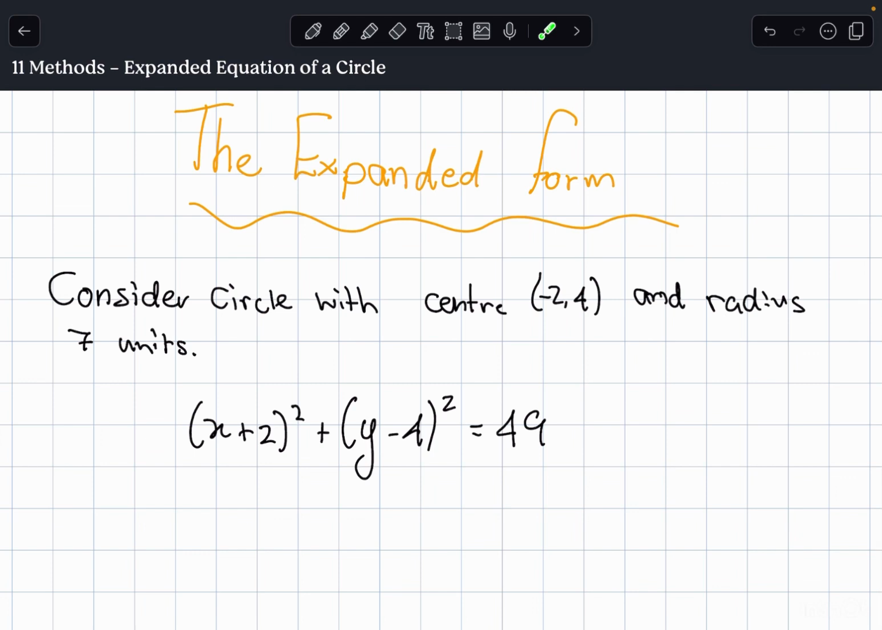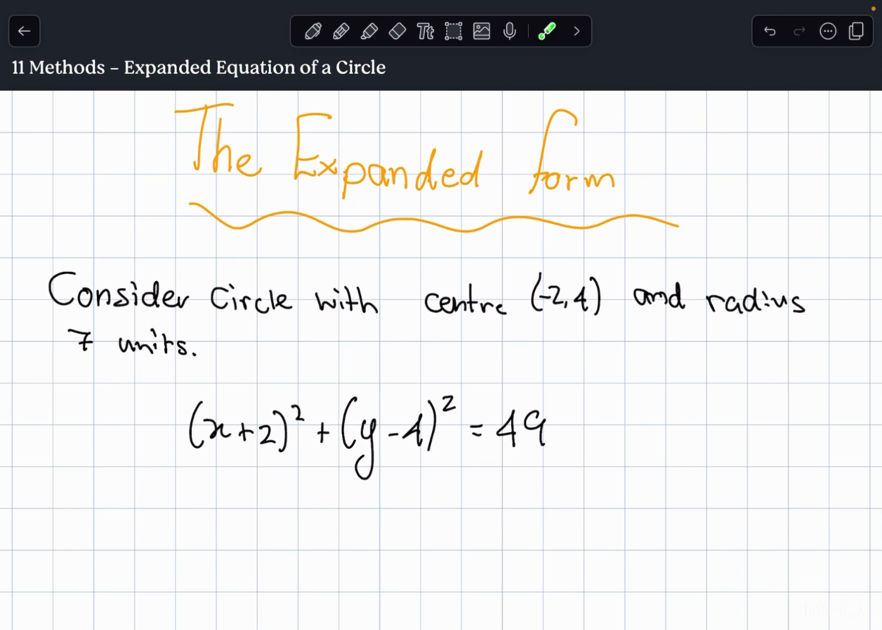Now we have looked at a circle in center radius form, so this should be pretty familiar to you. So consider a circle with center -2 and 4 and a radius of 7. We know that that equation goes to x plus 2 squared plus y take 4 all squared equals 49. Now this is one way we can represent a circle.